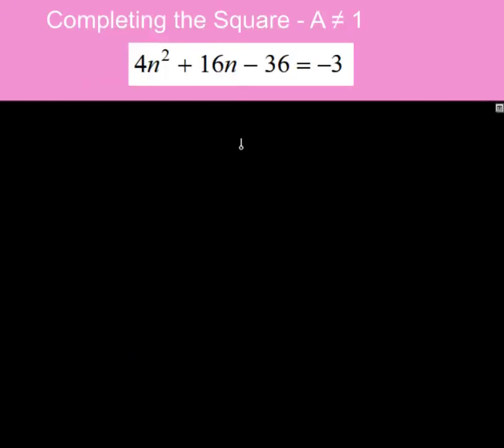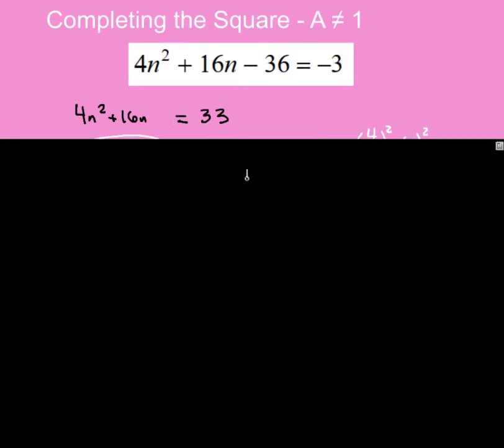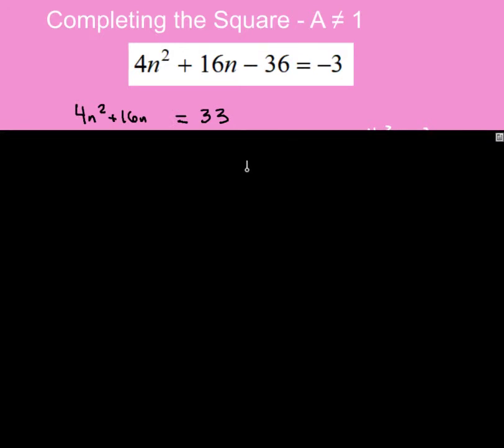All right, so how do you think you did with this one? Rock stars, let's check it out. So of course, we're going to have our original equation right there. Now, we're going to move the 36 over, which gives us a sum of 33 on the right.